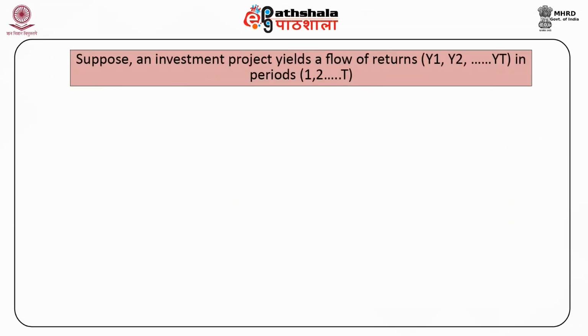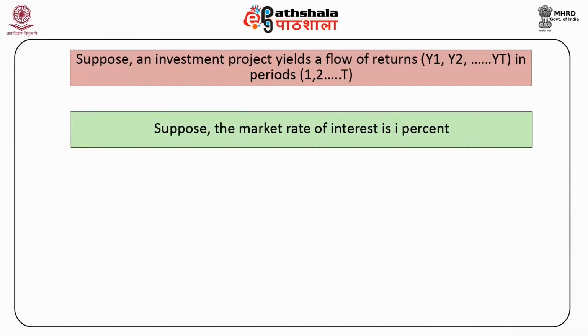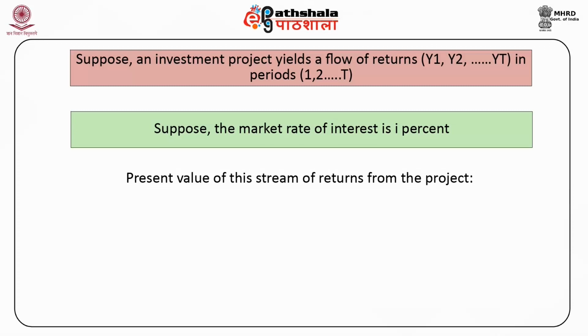Now, suppose an investment project yields a flow of returns y1, y2, and so on till yt in periods 1, 2, and so on till t. Suppose the market rate of interest is I%, then the present value of this stream of returns from the project can be calculated as follows.